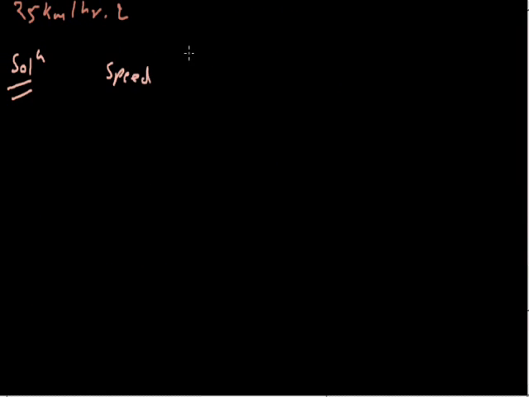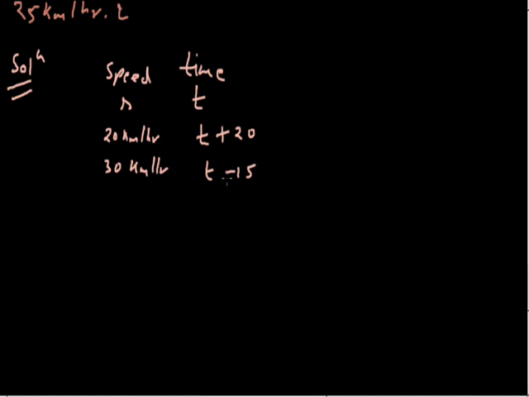Speed, we have to make two columns. Let's say the initial speed is s and the correct time of reaching is t minutes. Now when she traveled with a speed of 20 km per hour, she was late by 20 minutes, so time of reach is t plus 20 minutes. Now when she traveled with a speed of 30 km per hour, she reached 15 minutes earlier. So time should be t minus 15 minutes.